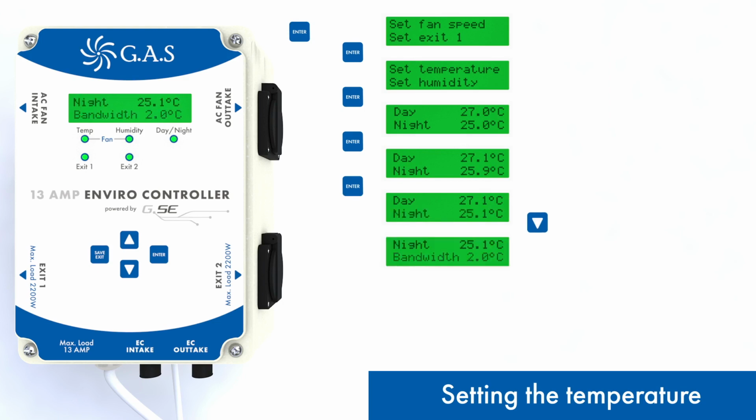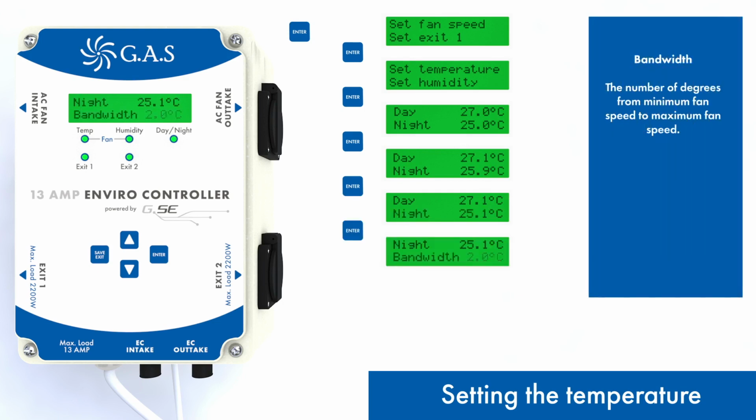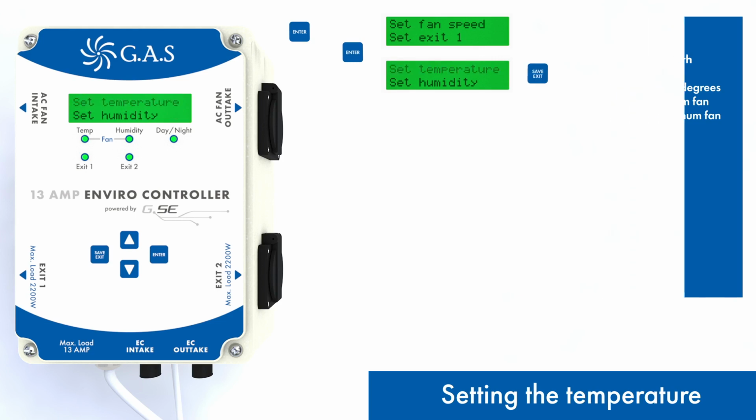You then set the bandwidth, which is the difference between when the fans start up and when they're going at full speed. In this example, the fans are set at 25.1 degrees with a bandwidth of 2 degrees, so the fans will not run at full speed until 27.1 degrees.